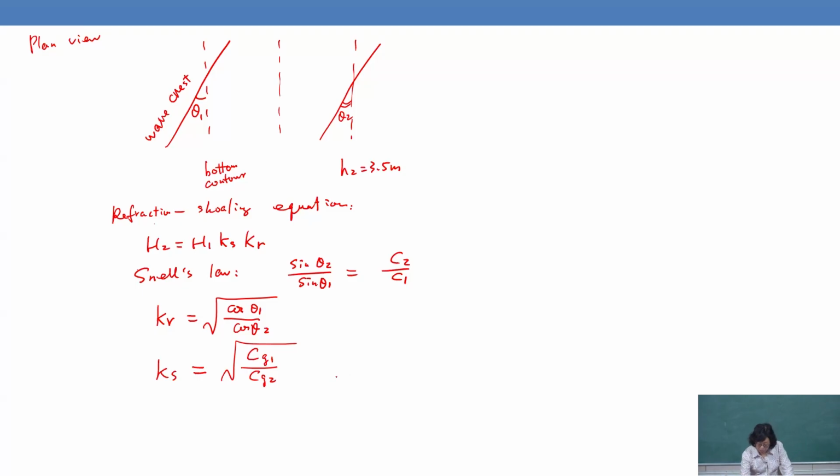And what is Cg? Cg will be equal to half C times (1 plus 2kh over sinh 2kh).